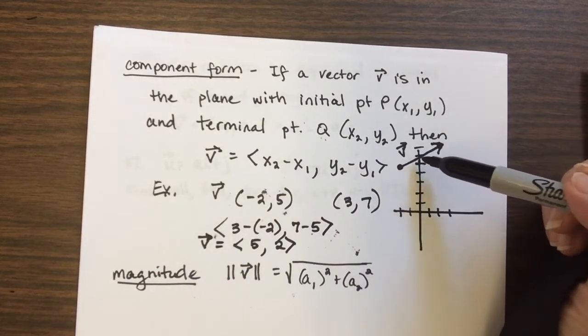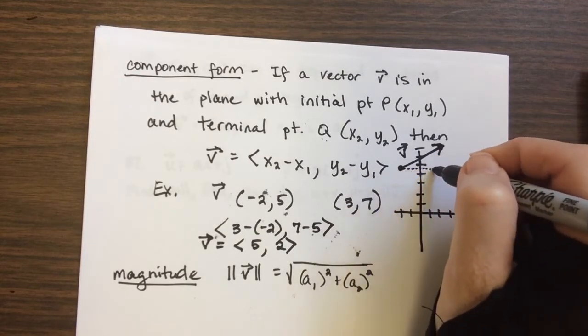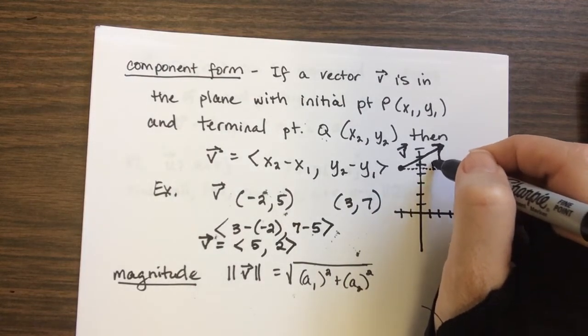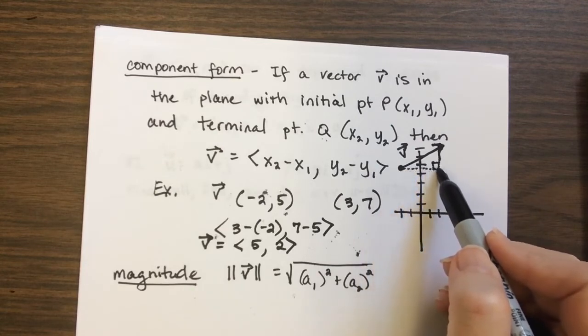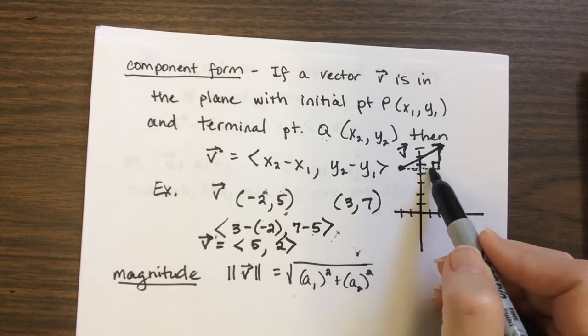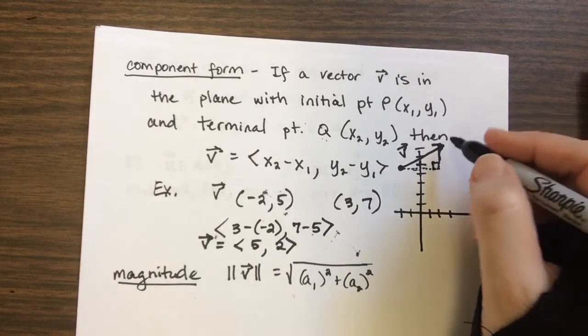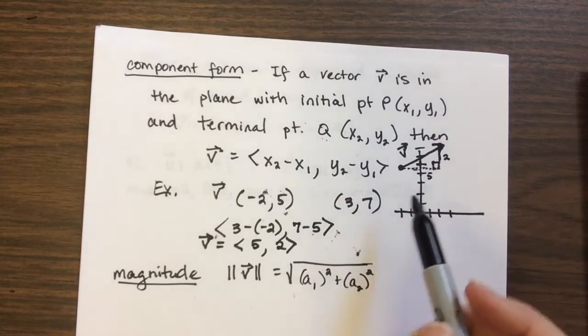Alright, well, let's look at this. So here's my vector, and let's just think about what's going on here. If I dropped a right triangle down here, then we know that this distance right here, that's my x distance, that's 5, and then my y distance right here is 2. So this is 5, this is 2, right?